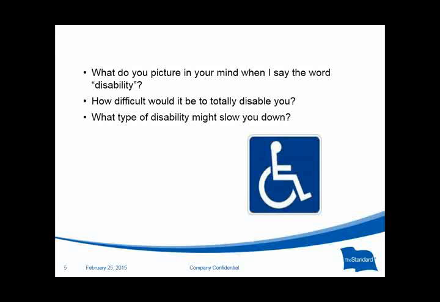What type of disability might slow you down? This is the most frequent disability. If less than 1% of them are presumptive, the rest are totally and partially disabled. What type of disability might slow you down? And here we'll talk about MS or arthritis. We'll talk about diabetes. We'll talk about things that progressively get worse, cancer.